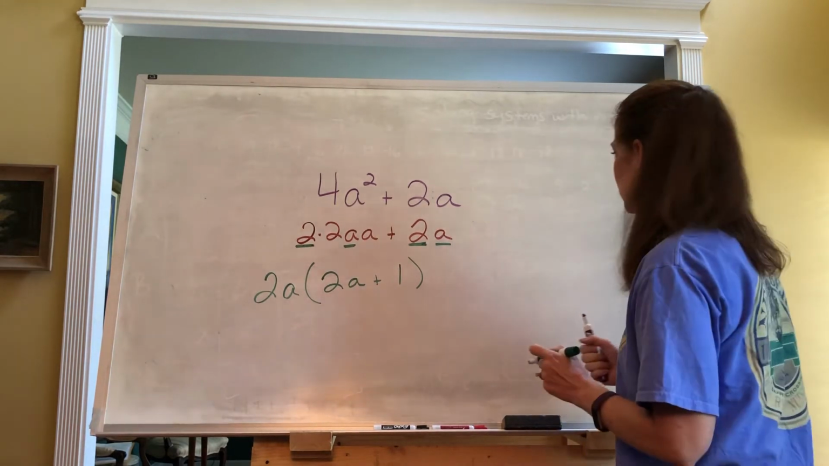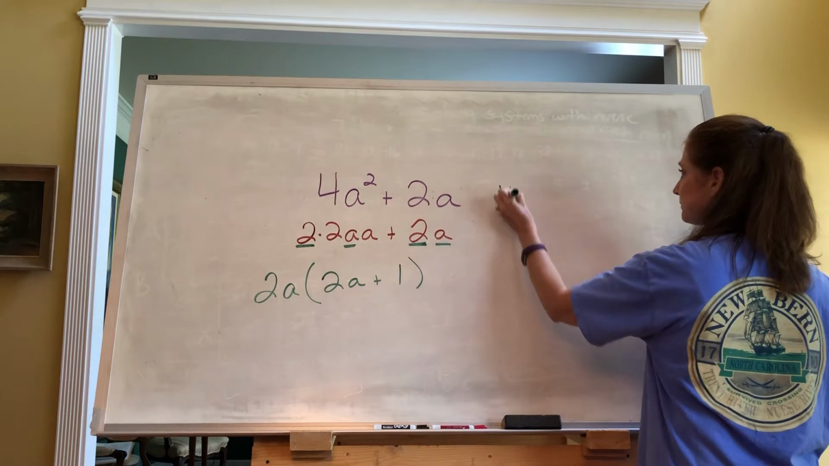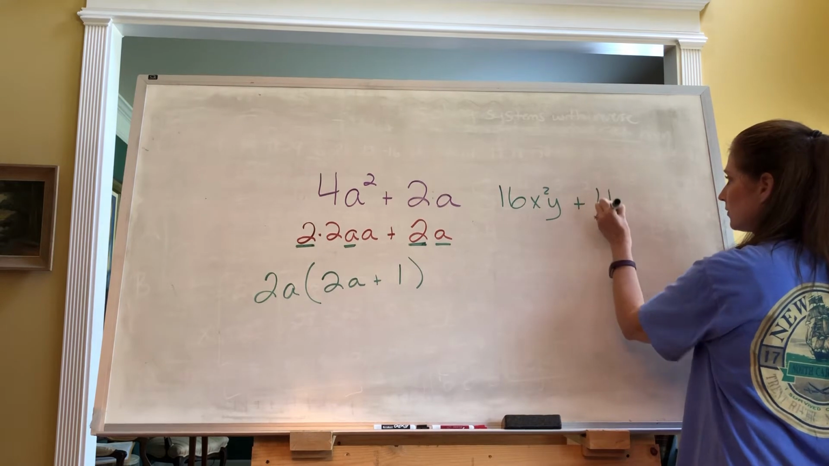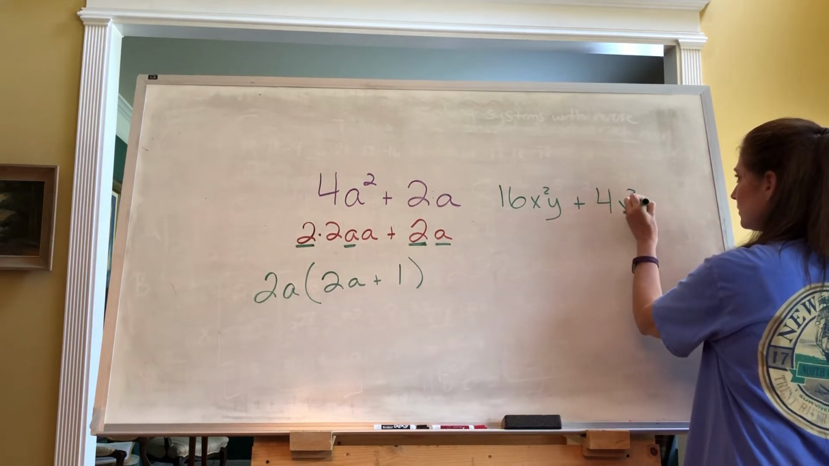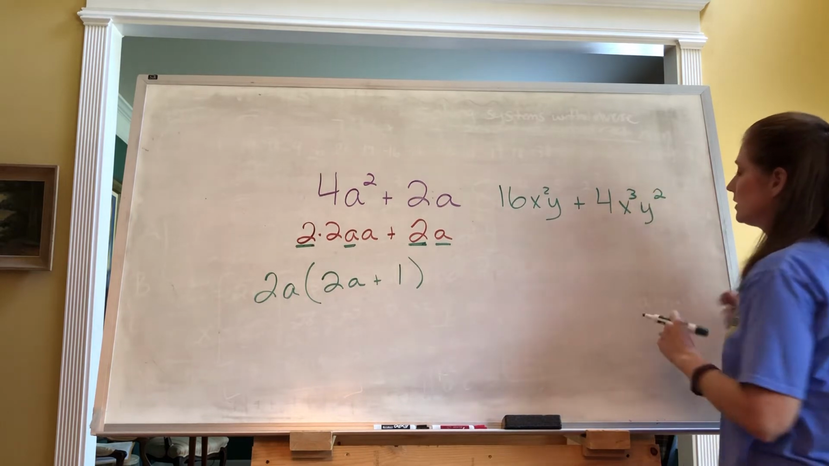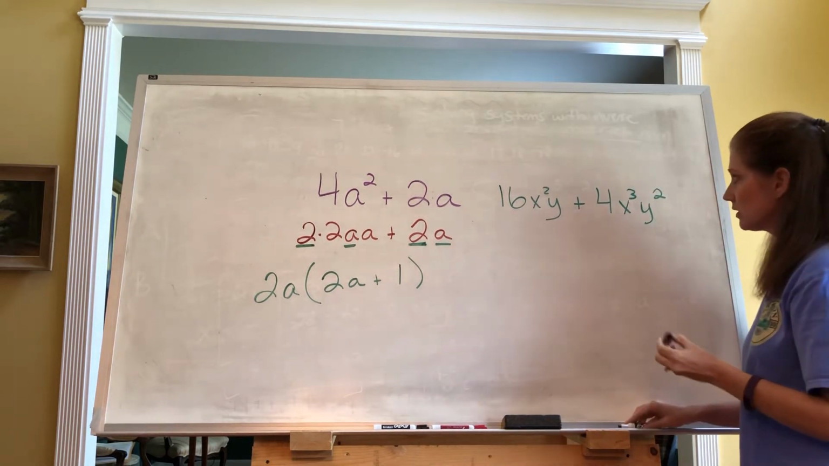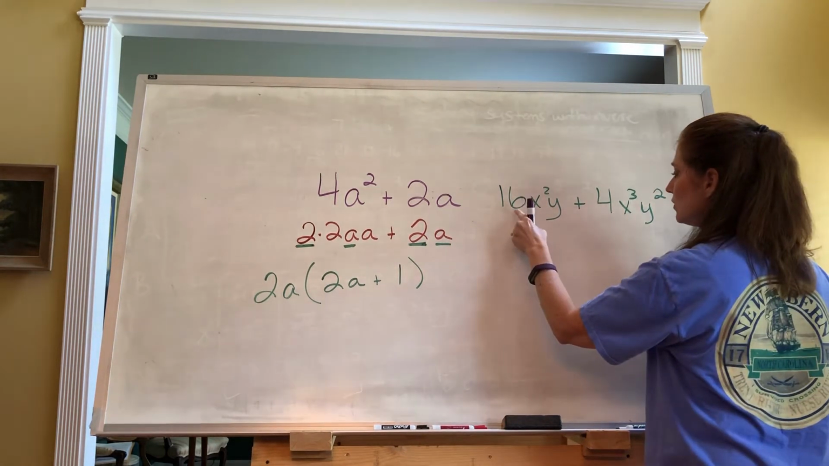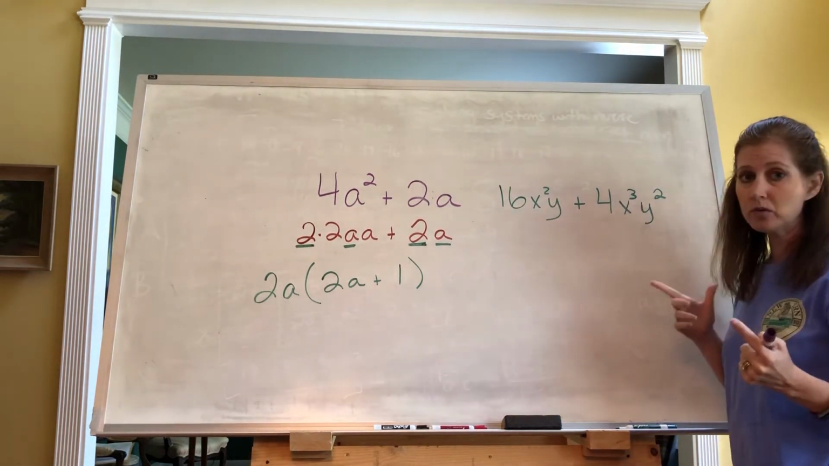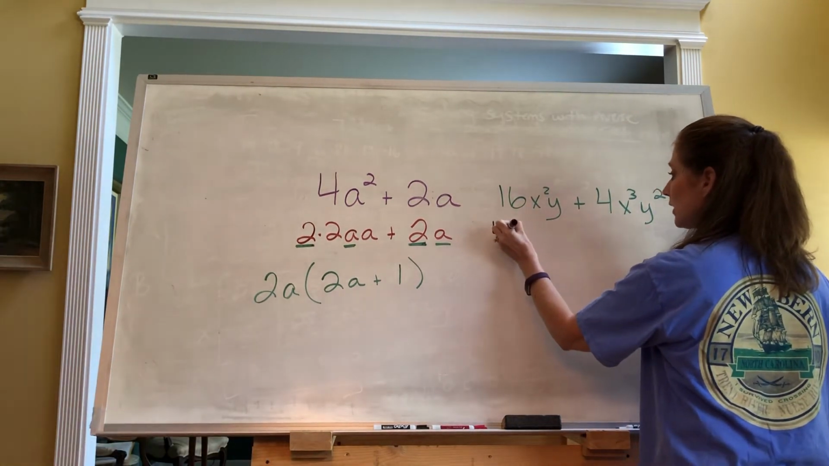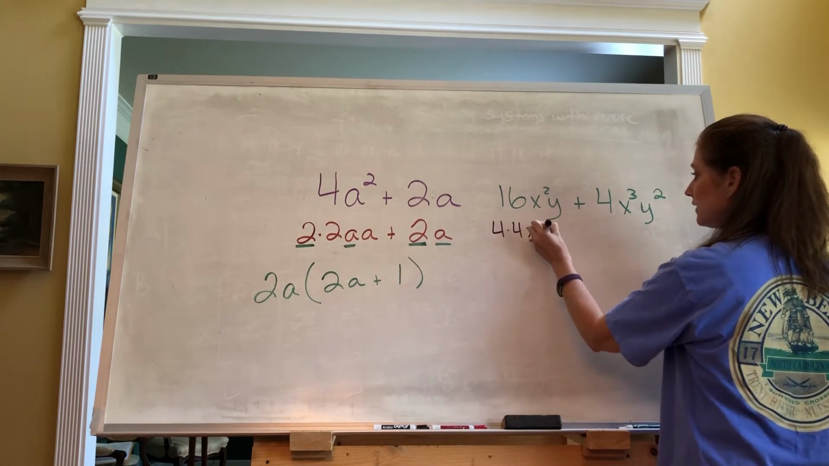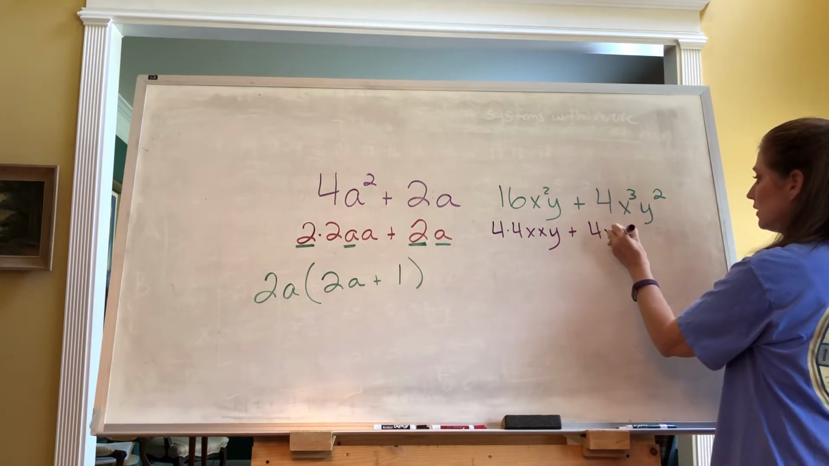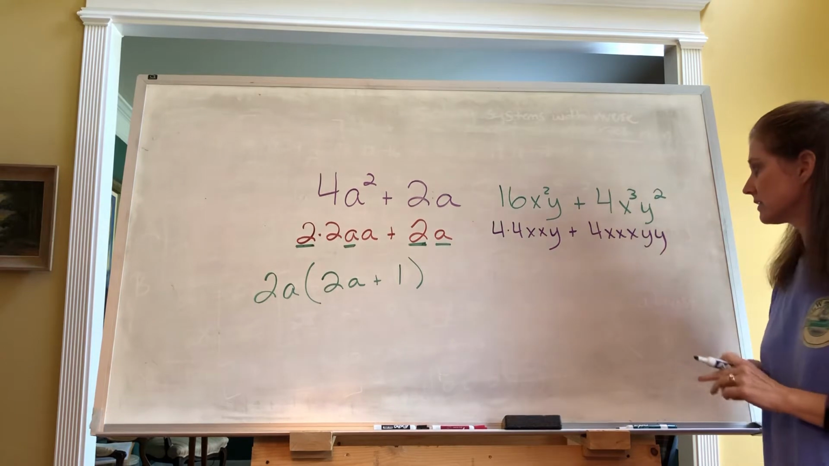All right, let's do another one. So we have this term here, and again we're going to look at, if we break this down, hopefully you could see 16 and 4, that 4 is going to be the biggest number that's going to come out. So I've got 4 times 4, I have 2 x's and I have a y. And over here I've got 4, 3 x's, and 2 y's.